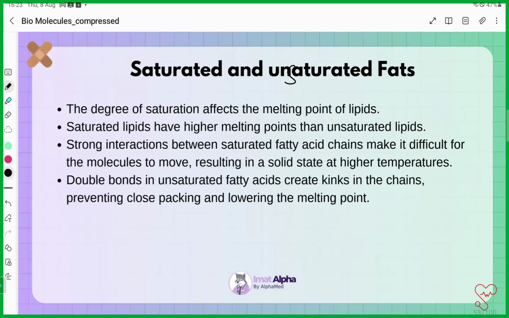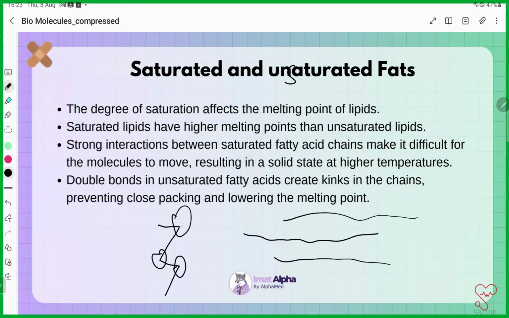So saturated lipids have higher melting points than unsaturated. Why? Because in the unsaturated the chain is like this. However, the saturated chain is like this. These are the double bonds.